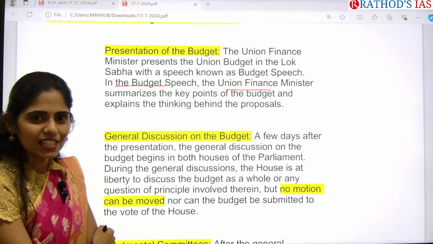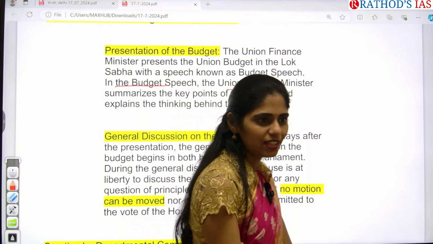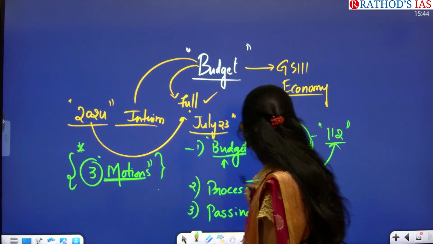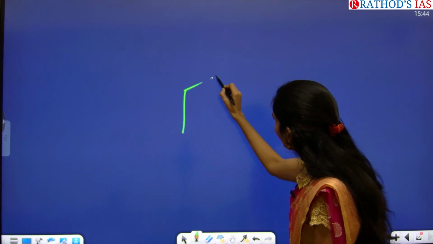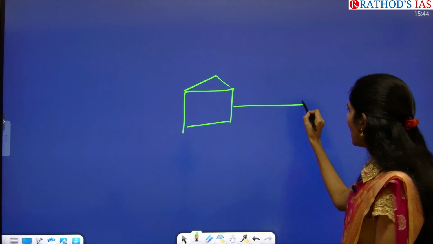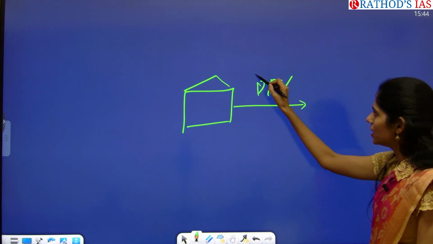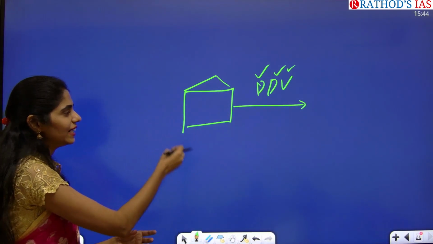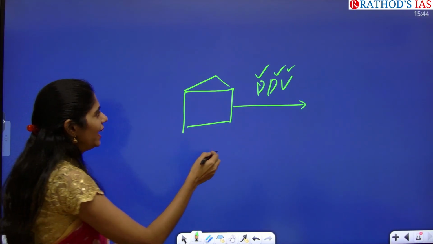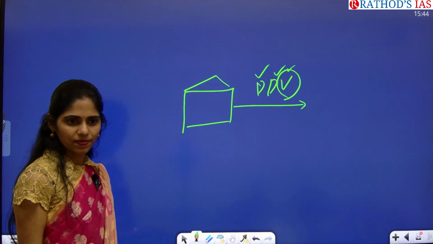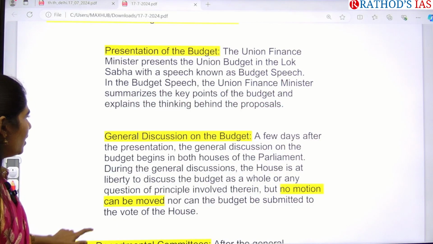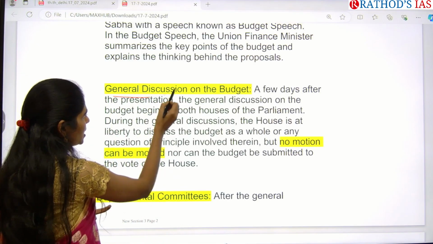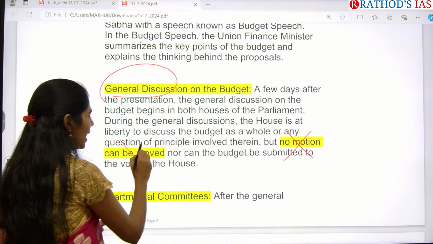Once the budget speech is done, next comes the general discussion. Whenever anything is placed in the house, as I said in earlier classes, we will have discussions, debate and voting, right? On each and every part there will be detailed discussion and detailed debates, and after that it will be placed for voting. Okay, so this is called the general discussion of the budget. And one thing you have to remember is, whenever the general discussion is happening, no motion can be moved.